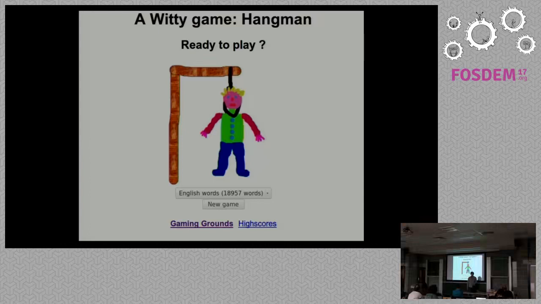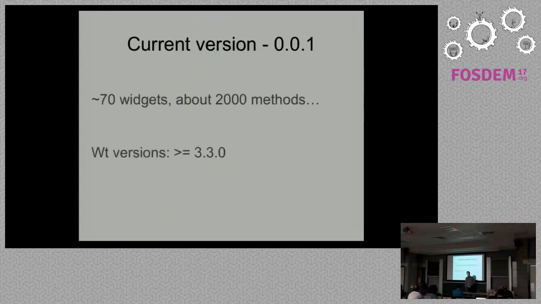It's about the current state of LuaWt. I would say the current state is the first release, so I would say it's ready for limited practical usage. So regarding numbers, there are about 70 widgets ready for usage, and near 2,000 methods are bound to Lua.